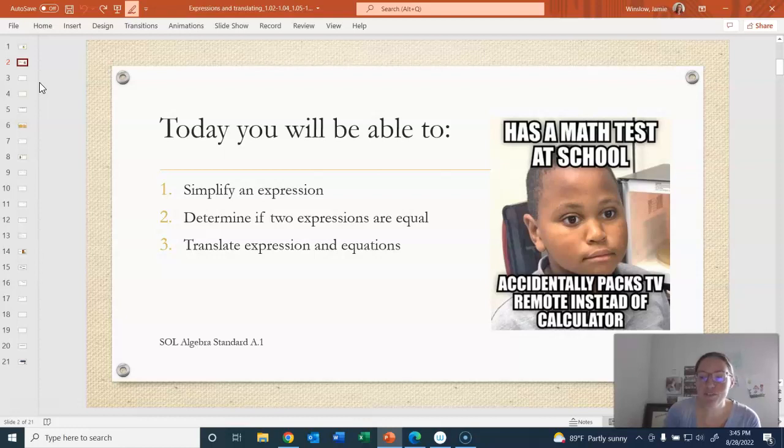So today we're going to go over simplifying expressions, determining if two expressions are equal, and some translating.